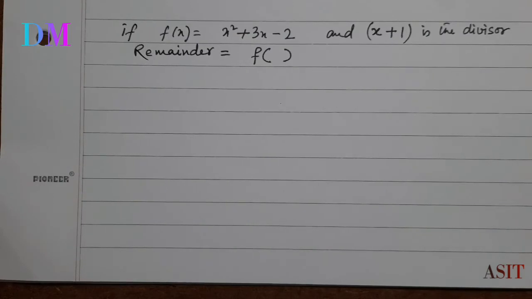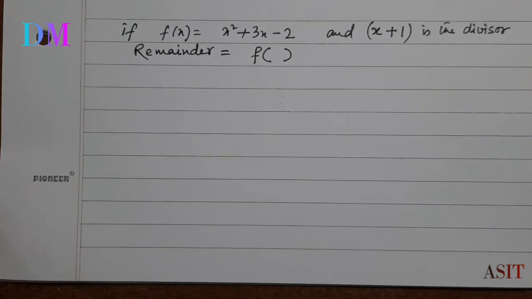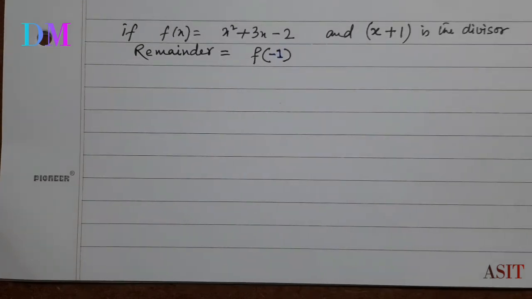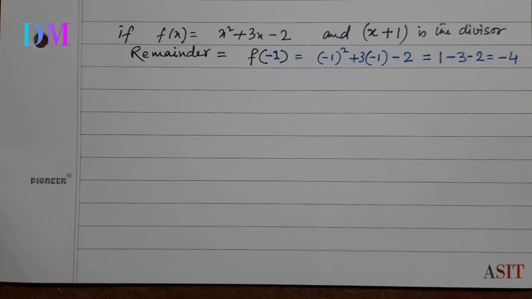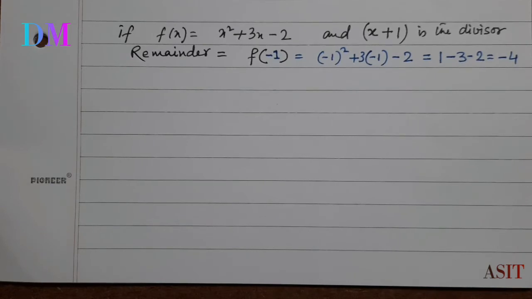Now if fx equals to x square plus 3x minus 2, and if I divide fx by x plus 1, then what will be the remainder? The remainder will be f of minus 1, which is giving the value of f of minus 1 equals to minus 4. Hence the remainder will be minus 4.